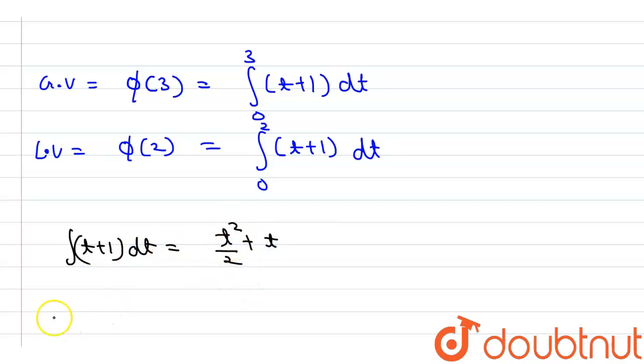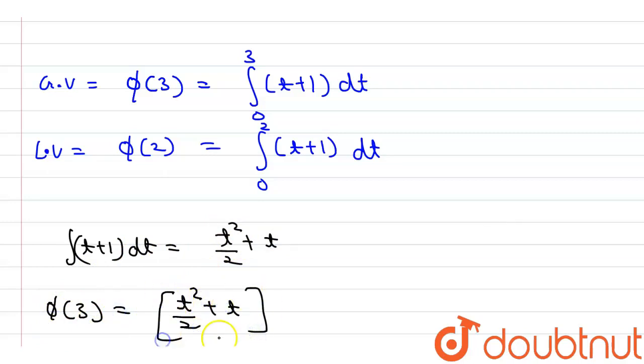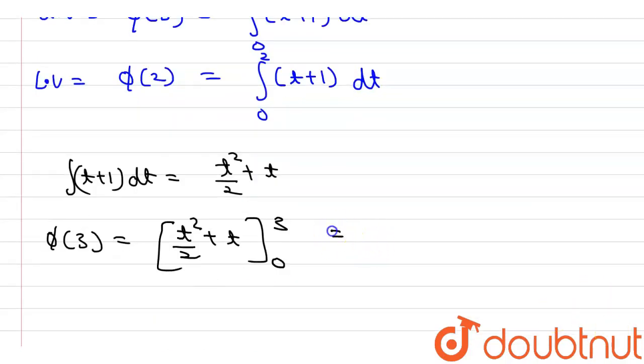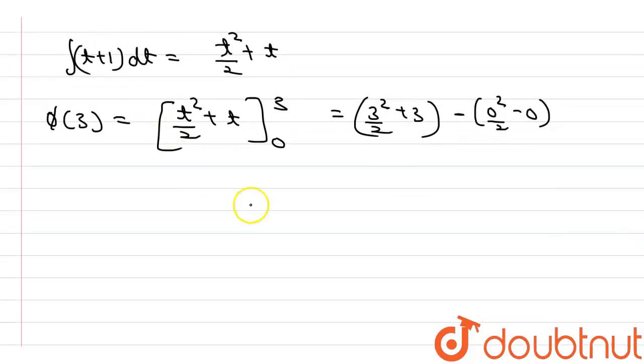So phi of 3 is equal to t² / 2 + t evaluated from 0 to 3. So we can write our greatest value as 3² / 2 + 3 - 0² / 2 - 0. This equals 9/2 + 3, which is 15/2.